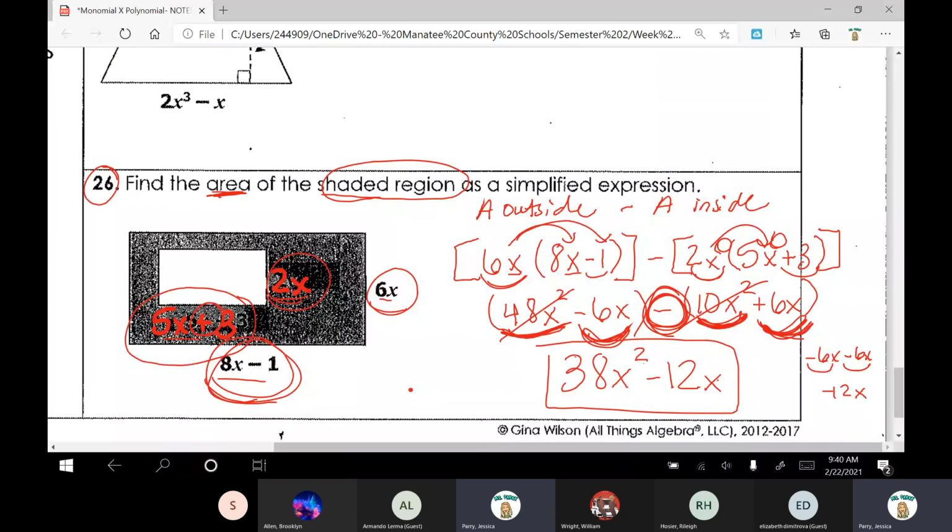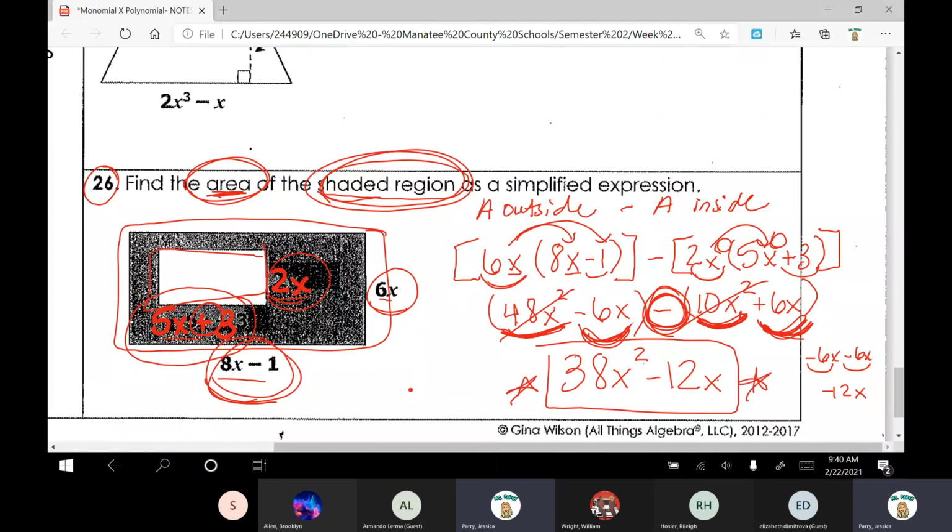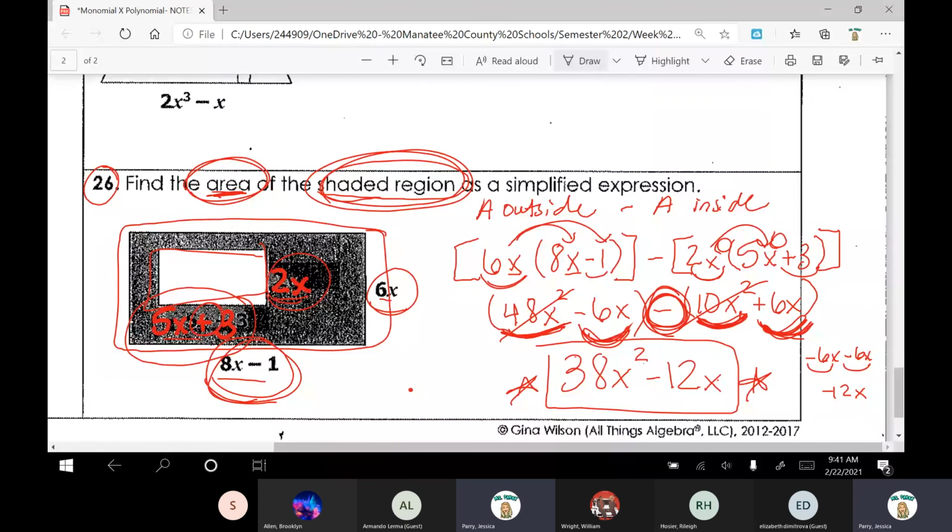That would be your area of the shaded region. Pretty much all of this here. It does not include this white box there. It's only the shaded region. This would be your answer for number 26, the area inside the shaded region, the 38x squared minus 12x.